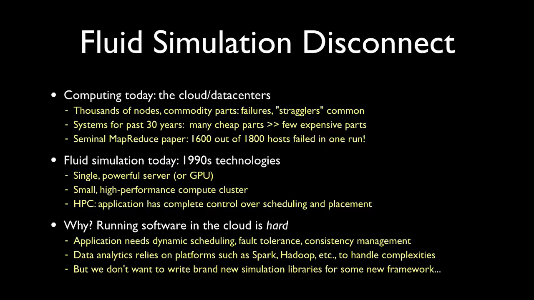And this disconnect is in part due to the fact that running software in the cloud is hard. Actually using these large distributed systems of commodity parts has a lot of systems challenges. Particularly, your application needs to handle dynamically scheduling away from slow nodes, fault tolerance, and consistency across all the different nodes. The way we've done this in data analytics is with new platforms, things like Spark or Hadoop, that provide a new programming interface to you, some new API, which can hide all the systems complexity underneath and then allow you to write your high-level program.